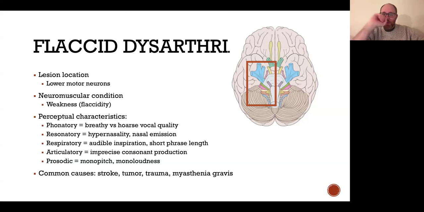As far as common causes go, this is by no means an exhaustive list, but some of the more common conditions that result in flaccid dysarthria include strokes, tumors along those nerves, any sort of trauma, and myasthenia gravis.